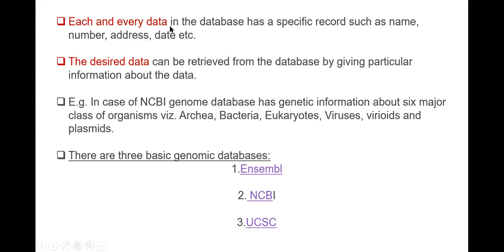Again talking about the fundamentals of databases, each and every data item is specified as a record with a name, number, address, and date. The desired data can be requested from a database, particular information about the data. Whatever you want from it, you can decide and get the data. But the data will consist of name, number, address, and date, who deposited it. So in the NCBI genome database, you have a lot of major classes of organisms. A lot of genomes are available. And the genome databases are divided into three categories: Ensembl, NCBI, and the UCSC genome sequence.